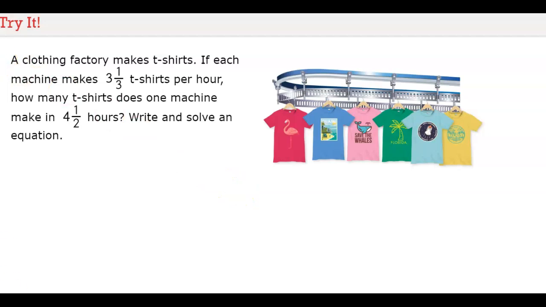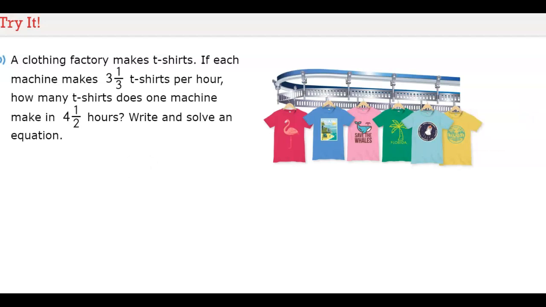A clothing factory makes t-shirts. If each machine makes 3 1/3 t-shirts per hour, how many t-shirts does one machine make in 4 1/2 hours? Write and solve an equation. So I'm going to write and solve an equation. First, I'm going to write my equation.